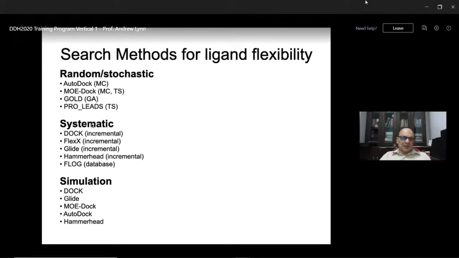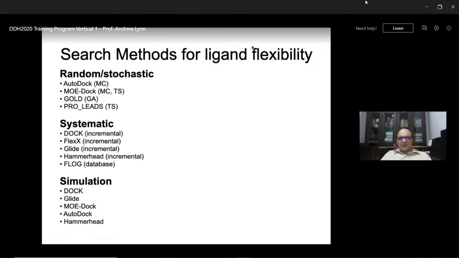You have incremental systematic-based methods, not systemic. And then you have free energy and force field-based methods based on simulations. Okay, you'll note that sometimes, like DOCK has both, GLIDE has both. You have multiple methods of dealing with them. So this is just this way of sorting it depends on what you're dealing with.